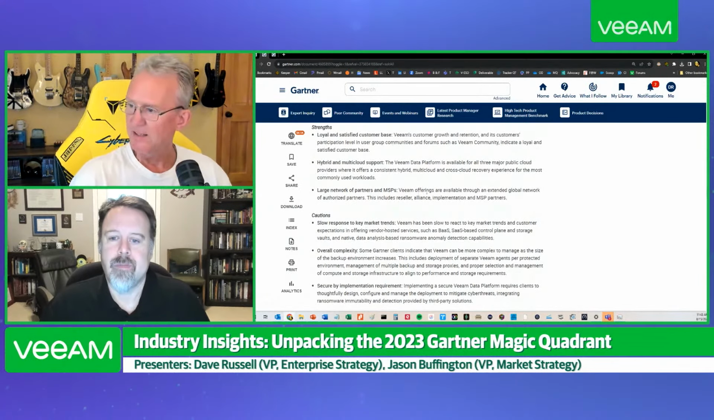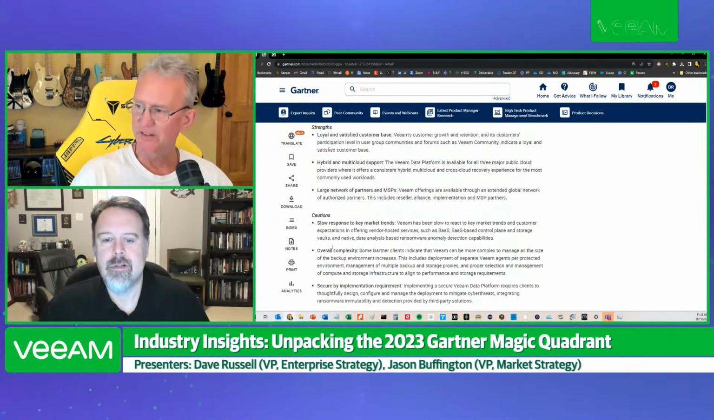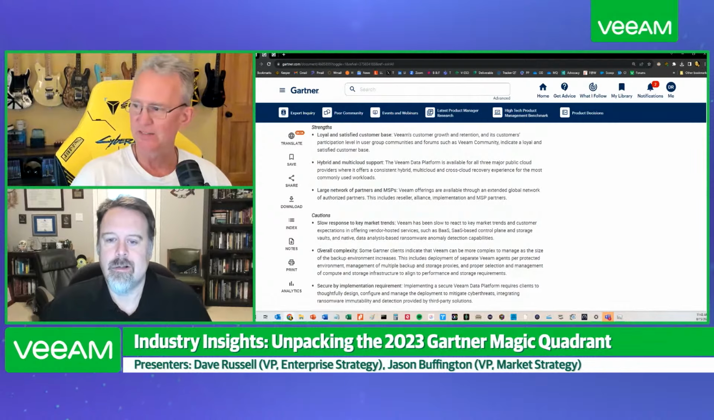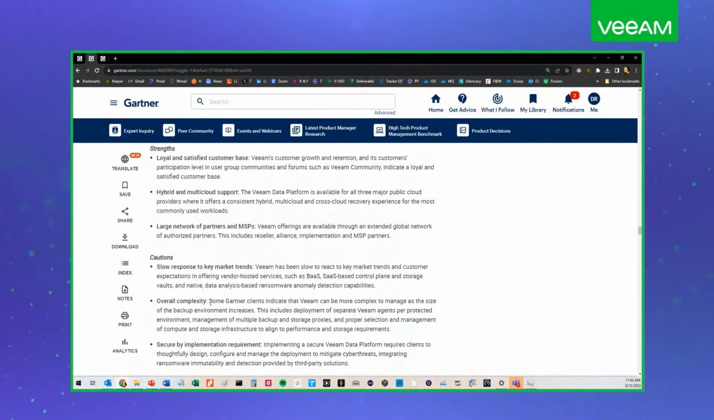Fair point. The next one's interesting on the caution. This is three years in a row they've had the exact same text, which is complexity, which I find interesting because oftentimes people say they chose Veeam because it's so intuitive or so easy. But here it says some Gartner clients indicate that Veeam can be more complex, et cetera. I guess I would just say on that, beauty's in the eye of the beholder.